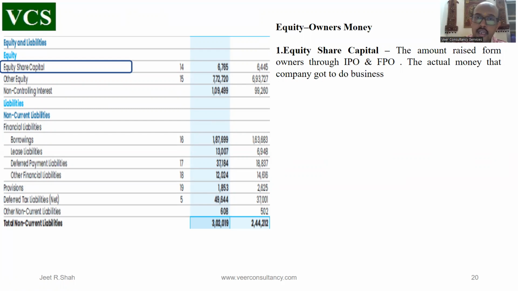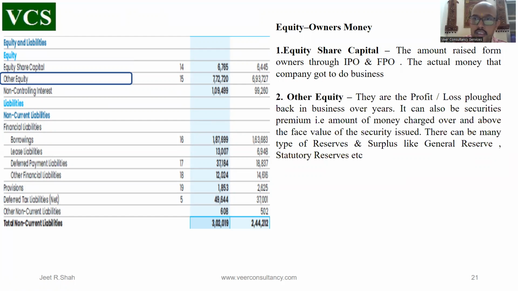मतलब personal खाते से पैसा धंधे के खाते में गया है. That's critical, known as equity share capital. What else is in equity? They have profit and loss that is plowed back into the business over the years. It can also be securities premium, that is the amount of money charged over and above the face value of the security issued. मतलब 100 रुपए का face value है, हमने किया अभी शेयर का वैल्यू 1000 रुपया है, तो जो 900 रुपया एक्स्ट्रा आया, 1000 rupees minus 100 rupees of face value is your share premium account. That is again part of your equity.